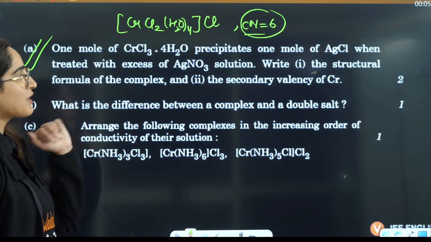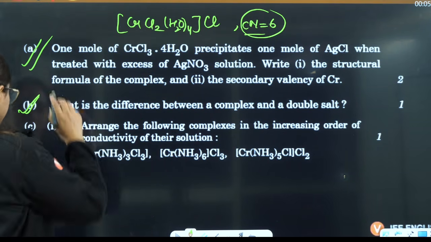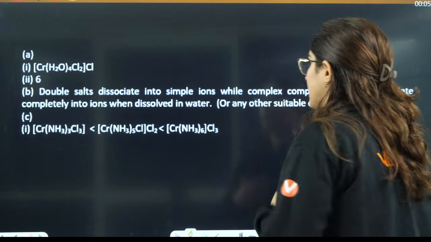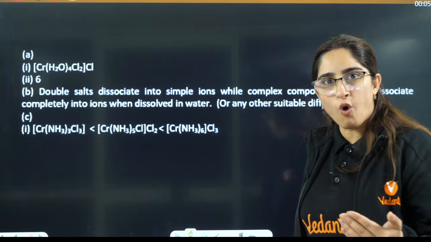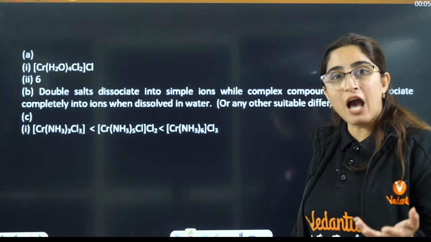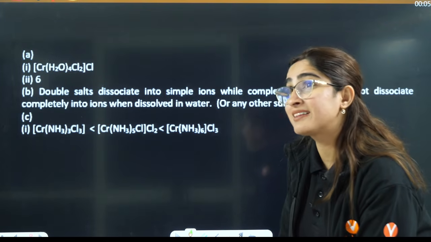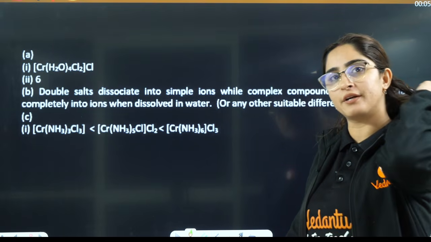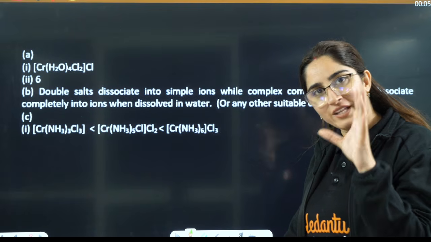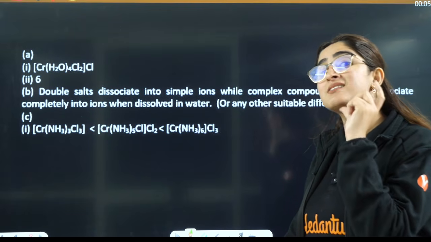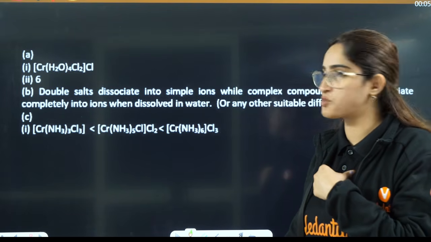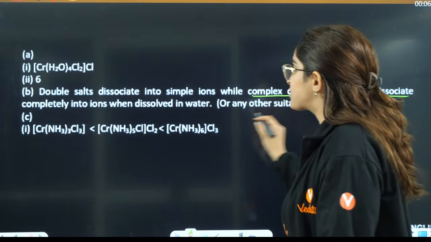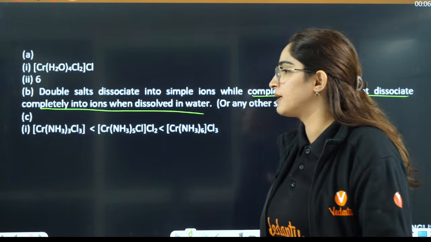So, what is the difference between a complex and a double salt? See, a double salt like Mohr salt, potash alum, what happens? There all the ions are dissociated. Every single ion will be dissociated. But in case of a coordination compound, the entities that are inside the coordination bracket will not be dissociated. So double salts dissociate into simpler ions, while complex compounds do not dissociate completely into ions, right?